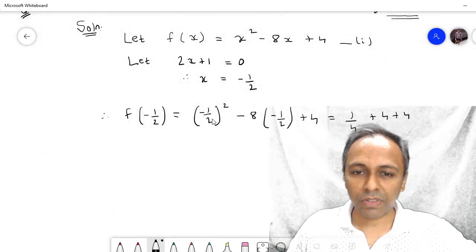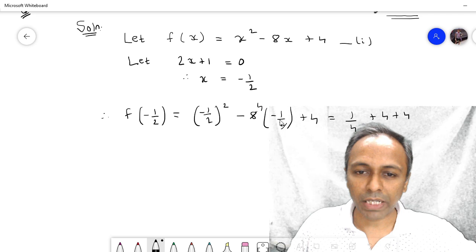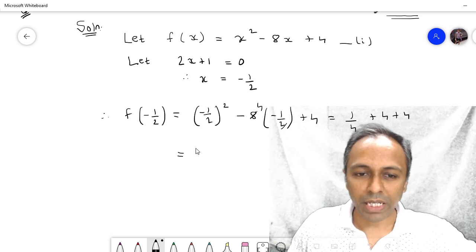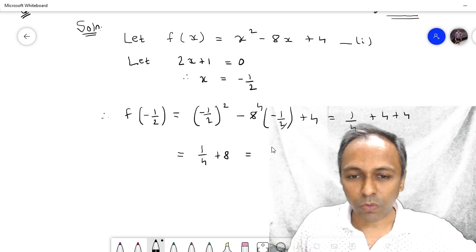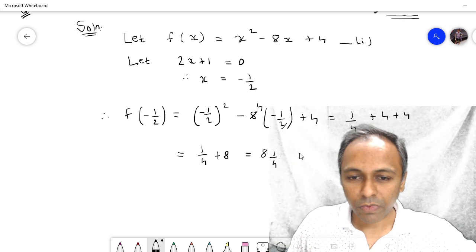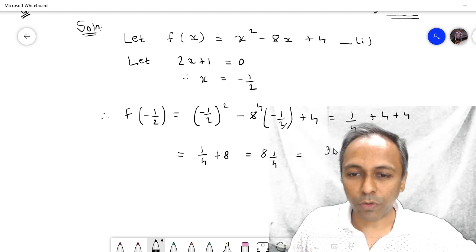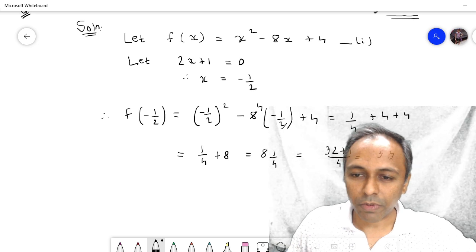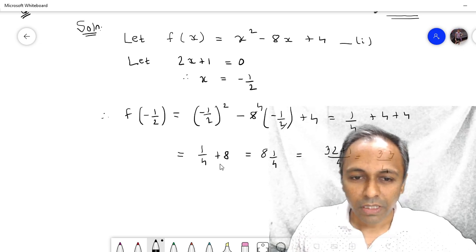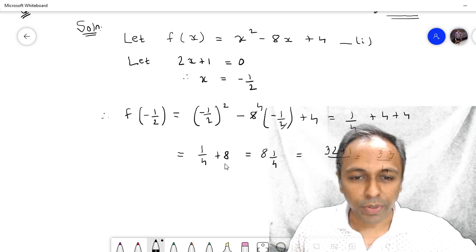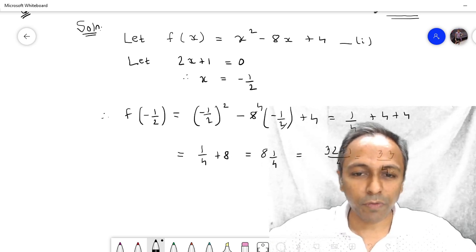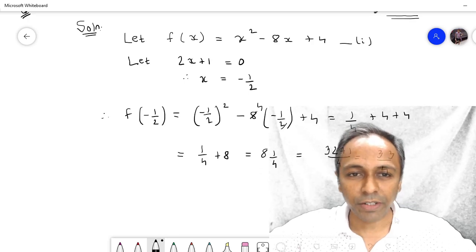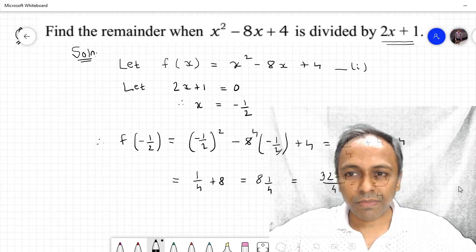This becomes equal to 1 upon 4 plus 4, on cancellation, 2 ones are 2, 2 fours are 8, minus into minus is plus. This gives you the answer as 1 upon 4 plus 8, which is equal to 8 1 upon 4, or you can also write this as 32 plus 1, which is 33 upon 4. This is your remainder. You can just take the LCM and express 33 upon 4. This was just the mixed fraction that we had written. So this is the remainder.